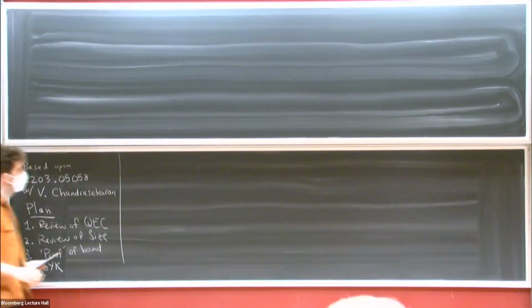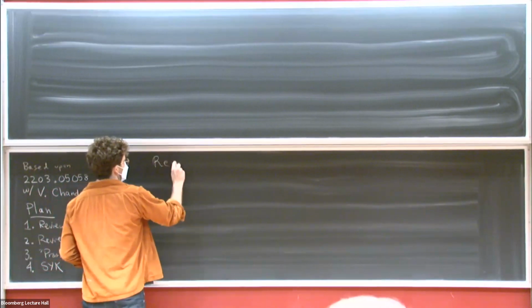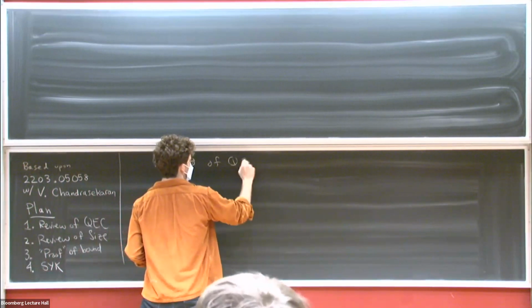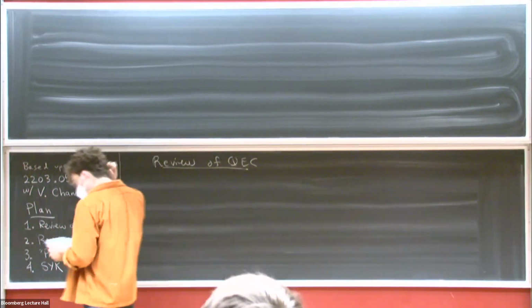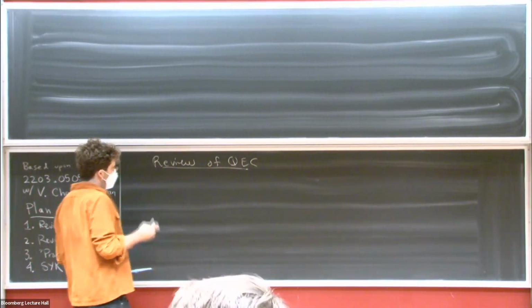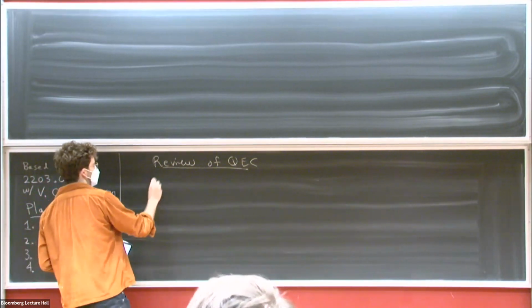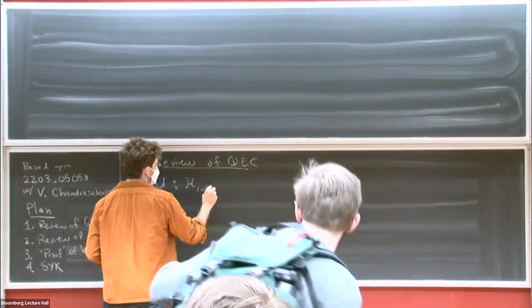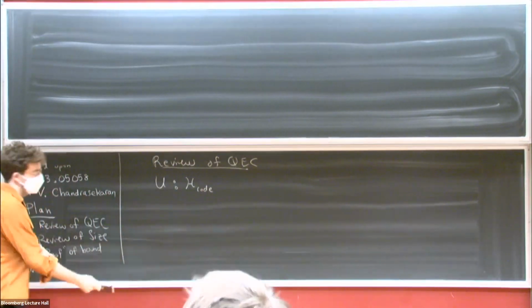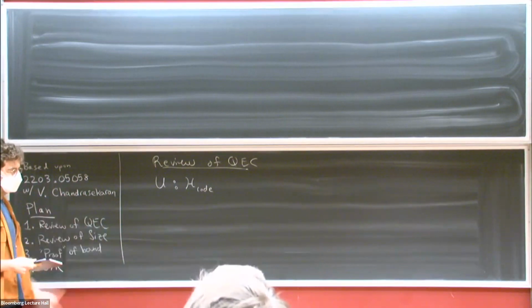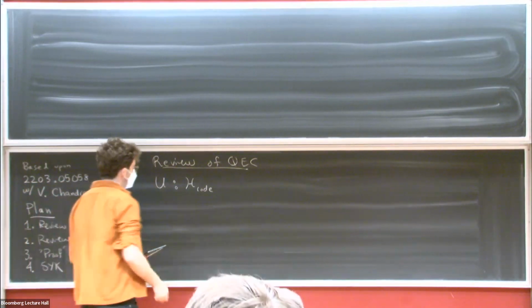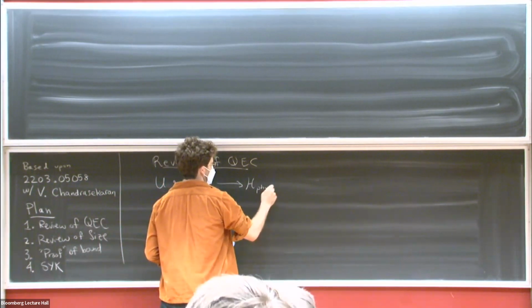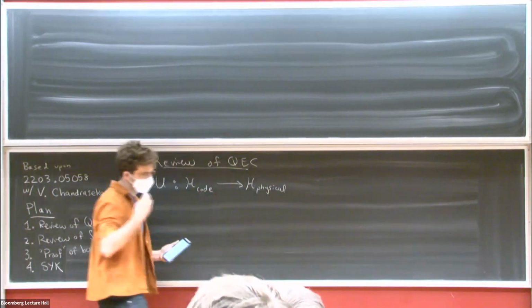But to do that, let me review quantum error correction, so everyone's on the same page. The way I'm going to think about it is that there's some isometry which embeds a small logical Hilbert space, in this talk often the Hilbert space of a single logical qubit, into a physical Hilbert space. This could be a Hilbert space of many qubits.